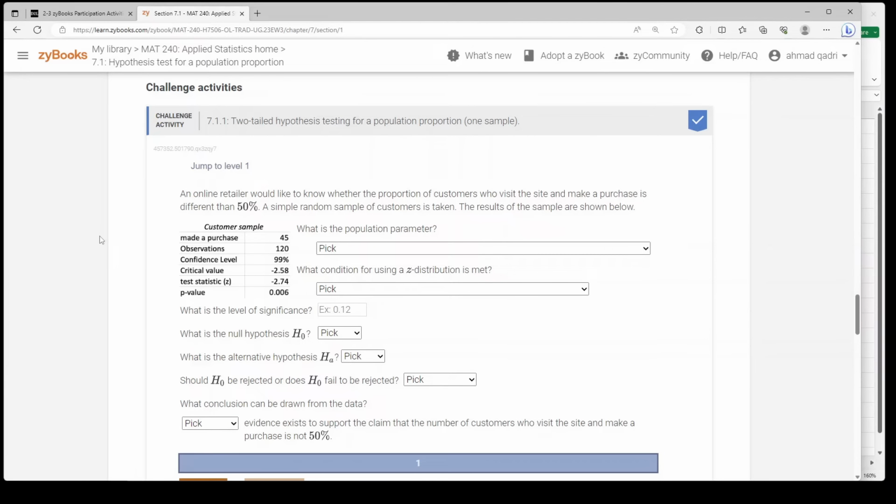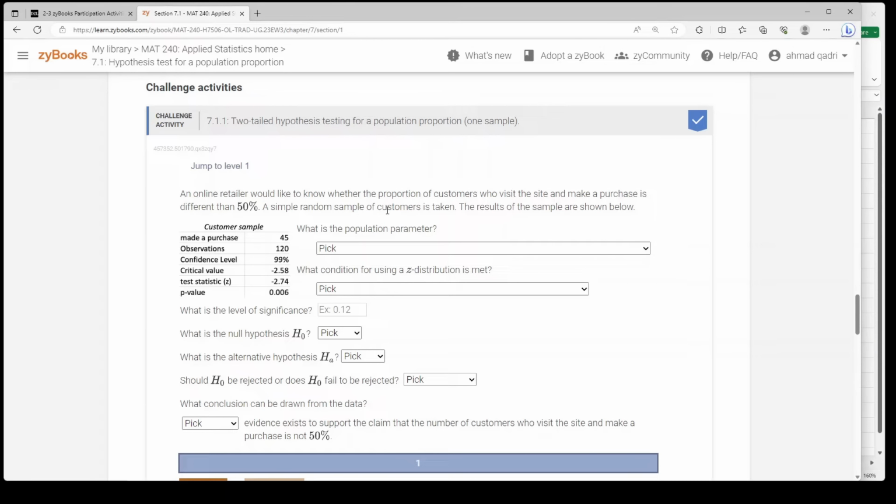This is challenge activity 7.1.1. This is about two-tailed hypothesis testing for a population proportion, and this involves one sample. The question is, an online retailer would like to know whether the proportion of customers who visit the site and make a purchase is different than 50%.